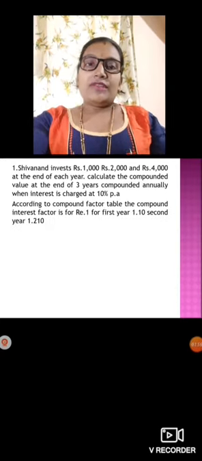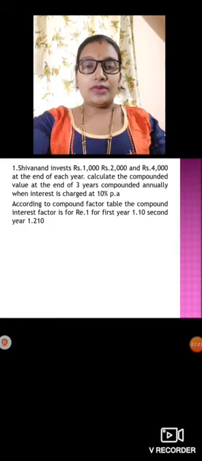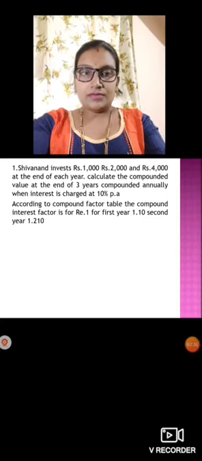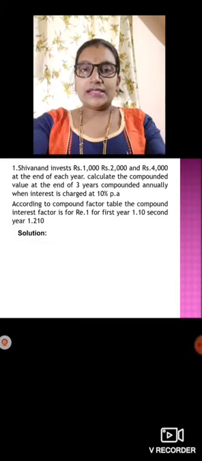According to the compounding factor table, the compounding interest factor is rupee 1 for the zeroth year. It is 1.10 for the first year, and for the second year you have 1.210 here. So they have given the compounding factor here. Let's see the solution of it.